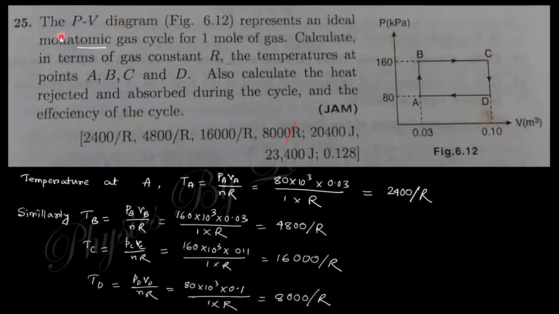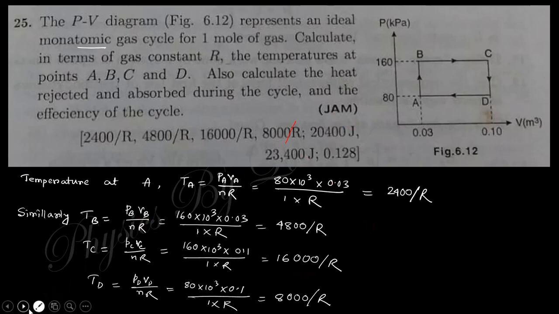Next question says the PV diagram represents the ideal monoatomic gas, 1 mole of gas. Calculate in terms of R the temperature at these 4 points. So you need to find out the temperature at A, B, C, D. So the temperature at A point is PV by NR. The pressure at this point is 80 kilo, that's why 10 to the power 3. Volume is this, and N into R. N is 1 mole. So this is the temperature at point A. Similarly for B, similarly for C, similarly for D.